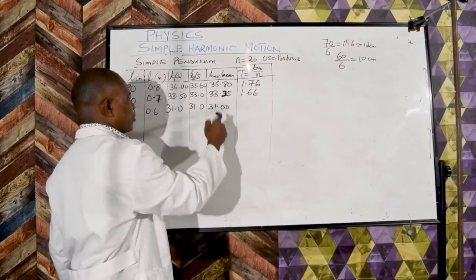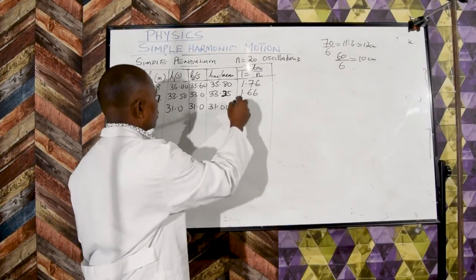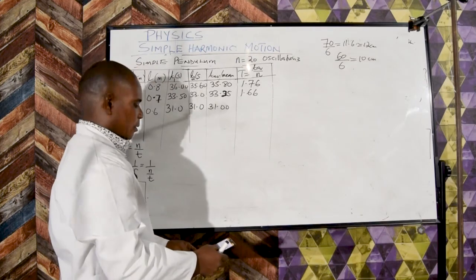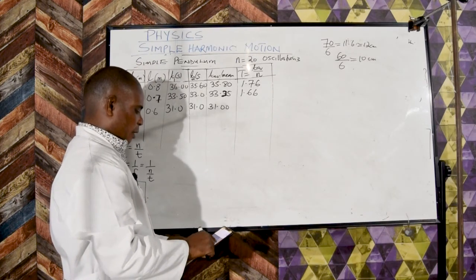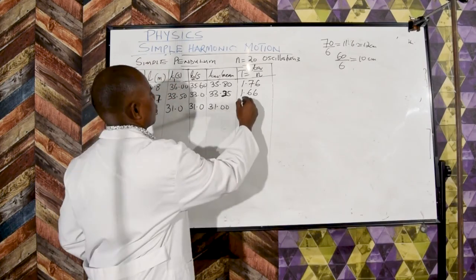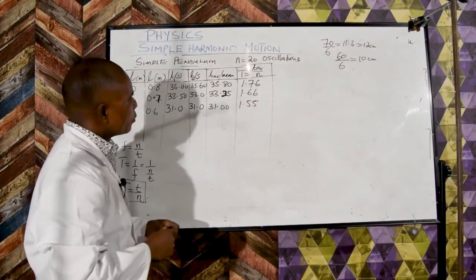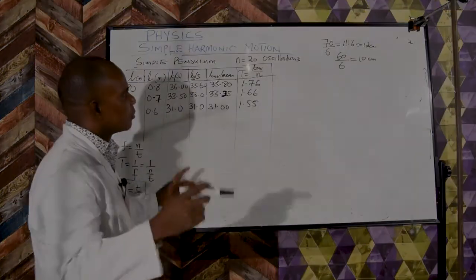This is divided by 2. Let me just do the math there. You also do the same. 31 divided by 20 is 1.55. So basically, this is what we are required to do. You see, I'm doing it slowly so that you understand. That day, it's going to be your own turn.